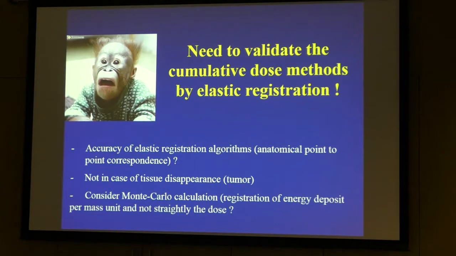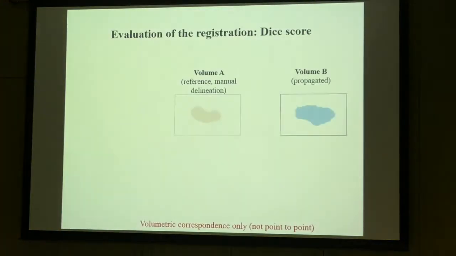And also, what we have done in all these studies is consider, let's say, a dose inside the voxel, a grid. And actually, this is not exactly true. This is an energy deposit per mass unit. And you may really use a Monte Carlo calculation and a more accurate approach from a physics point of view than just propagating the dose like we have done. And there is also work on that.